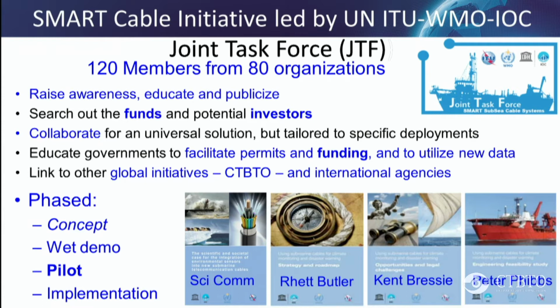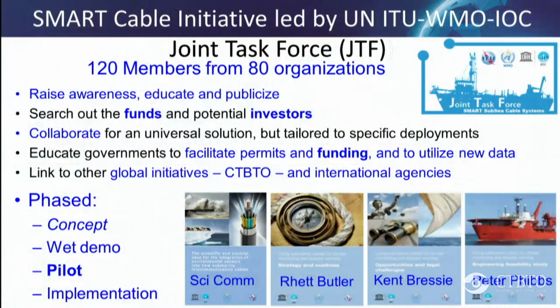This project started, that article was written in 2010, and in 2012, the International Telecommunication Union, an agency of the United Nations, joined together with the World Meteorological Organization and the Intergovernmental Oceanographic Commission to form this joint task force of interested individuals and organizations. So we have roughly 120 members representing 80 organizations, almost all volunteer. So this is still in the concept development phase.